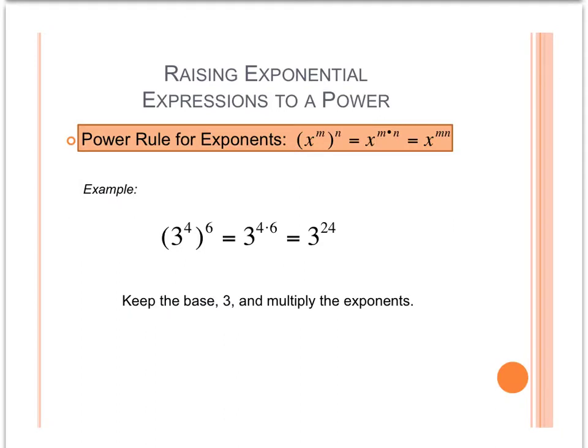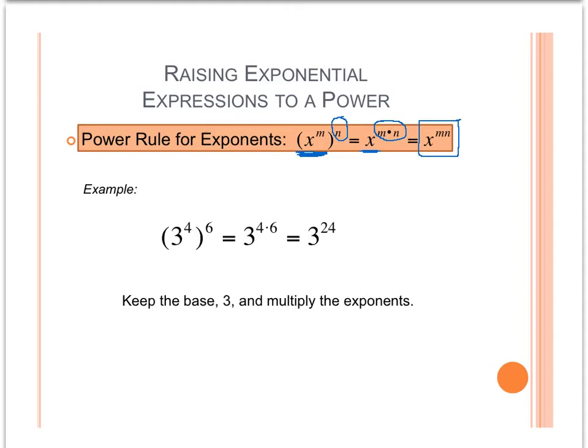Continuing with our exponent rules, let's look at the power rule for exponents, which deals with raising an exponential expression to a power. So, if you have an exponential expression that is raised to another power, then you leave that same initial base, but you multiply the exponents together. So in this case, our result would be x to the m times n.